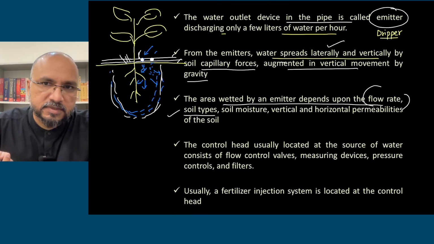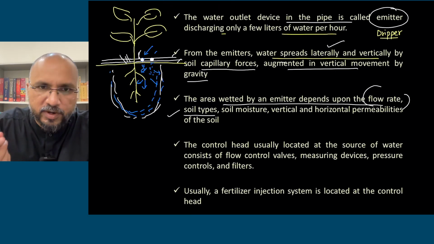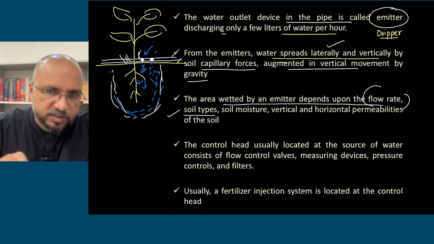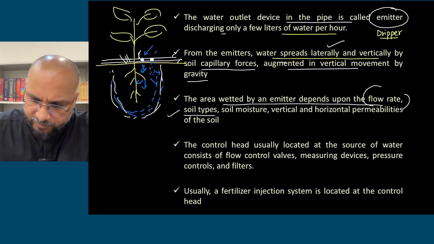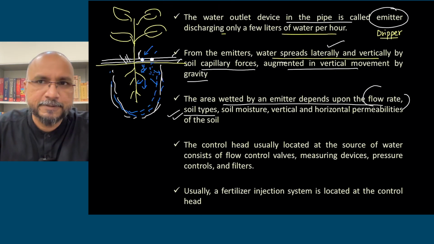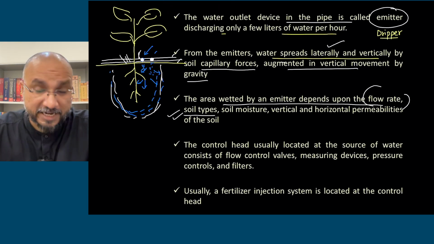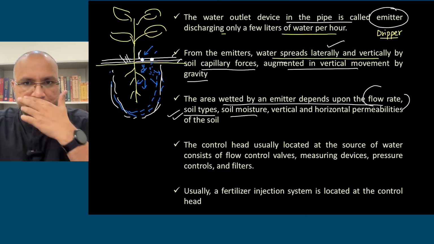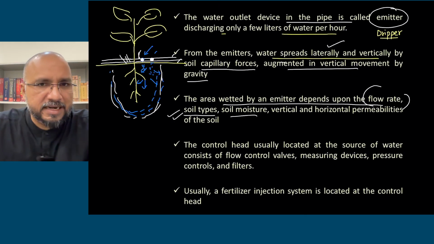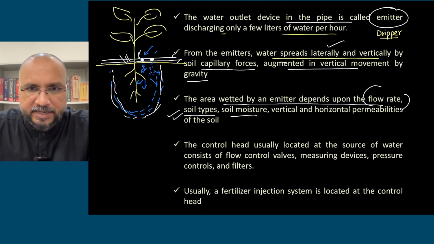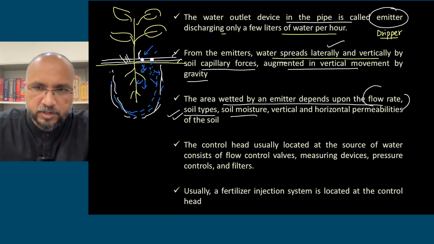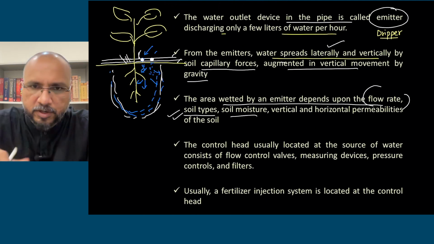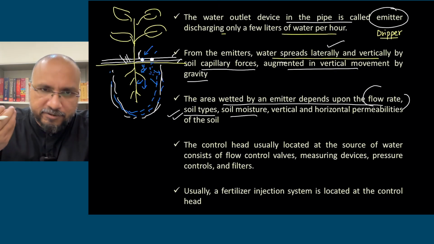अगर धीरे धीरे ड्रॉप्स आएगा, प्रेशर थोड़ा कम है, तो smaller area will become wet. So it depends upon the flow rate, soil type पे भी depend करता है, what kind of soil you have, क्लेई सॉइल है, लोम है या सैंडी सॉइल है, उसके ऊपर भी depend करेगा, soil moisture, and your capillary pores, vertical and horizontal permeability. So it all depends upon soil type, soil moisture, flow rate.